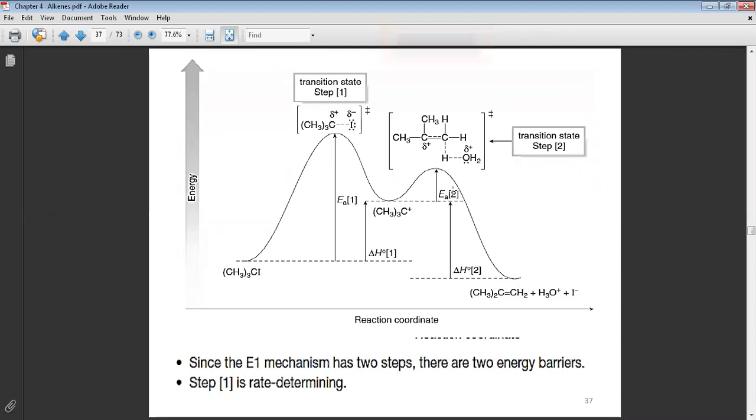But here it is the energy curve, just for understanding how it happens. That means you have two transition states, this transition state and also this transition state. Also you have a positive charge here, we said before that more R groups will make this transition state more stable. And he said the E1 mechanism has two steps. Yes, there are two energy barriers, we have two energy barriers here. Step 1 is the rate determining step. Okay, not so important, just for understanding.